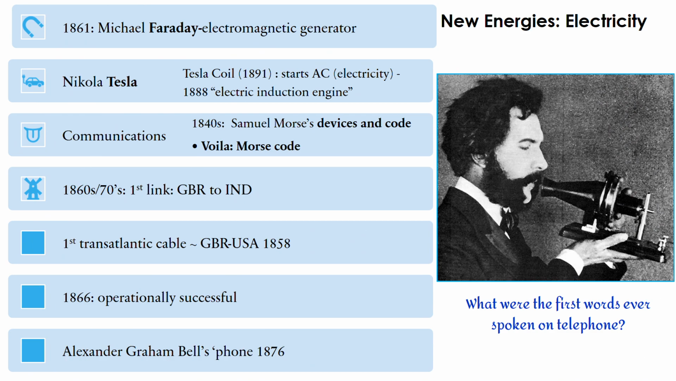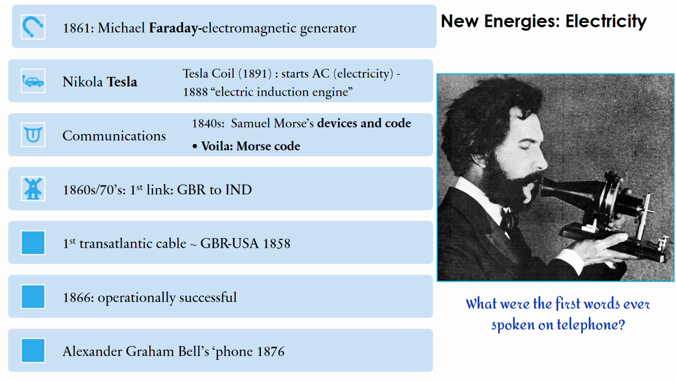Now, other things include, for example, Michael Faraday's electromagnetic generator. So this was used to produce electricity, but this is direct current. You probably have done these experiments where you have two magnets and a coil of wire, and that produces current. But Nikola Tesla actually creates what is called the electric induction engine that uses alternating current. So what we use today is alternating current, not direct current, even though we use that in batteries and so on. Samuel Morse creates the Morse code. And in 1876, Alexander Graham Bell creates the telephone.